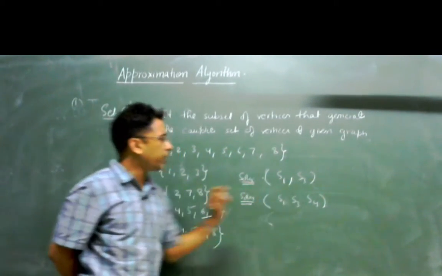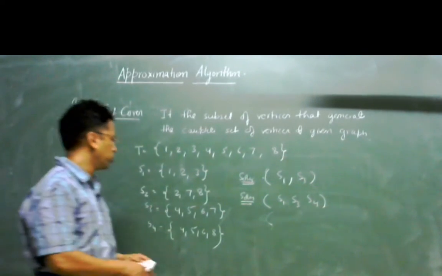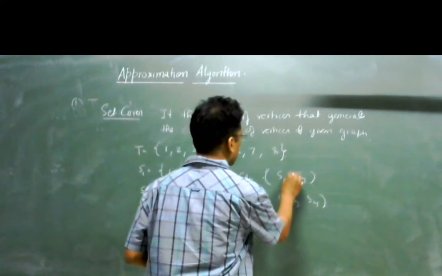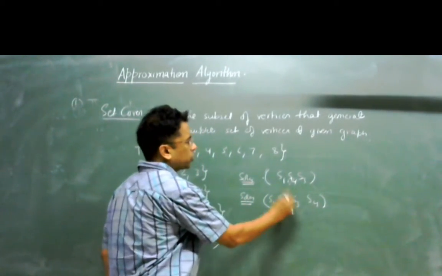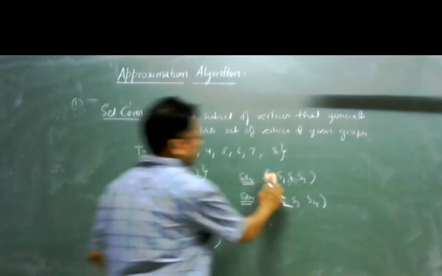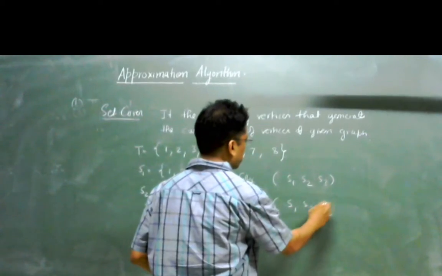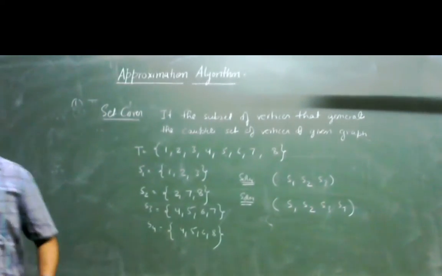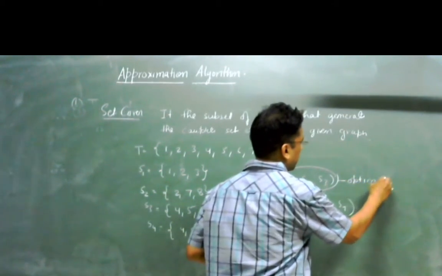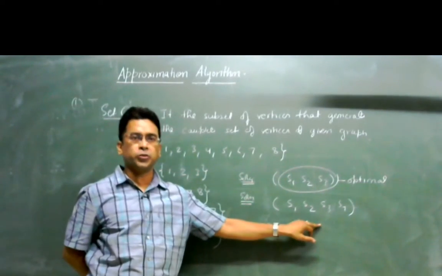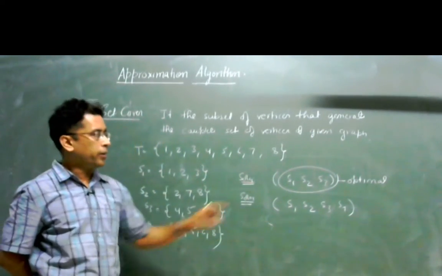Sorry, the set cover is S1, S2, S3. I am writing it clearly: S1, S2, S3, and S1, S2, S3, S4. But among these two sets, you will consider this one as the optimal one, because this is also a full solution, but this is not the optimal solution. This could be a solution. You cannot deny that this is creating the complete set, but this one is the optimal.